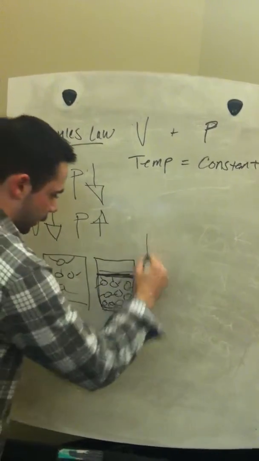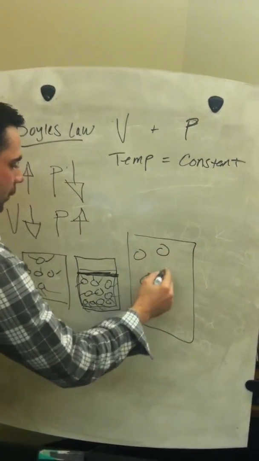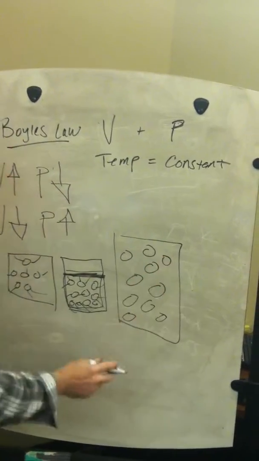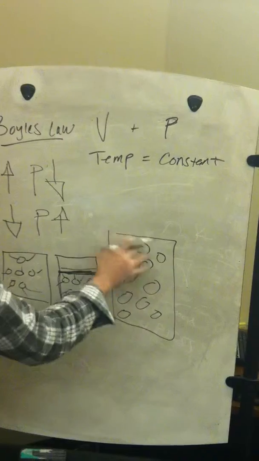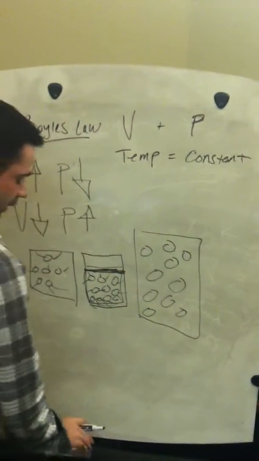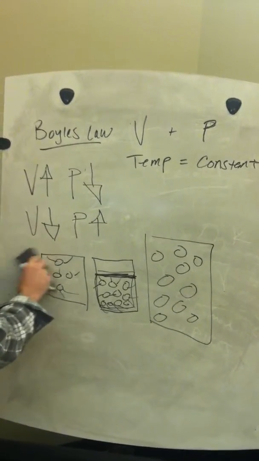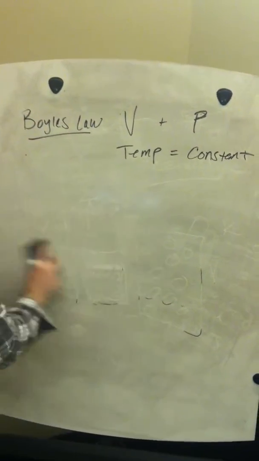Now if we had a bigger container, it would still be the same amount of molecules, but there would be more space to move around, so they'd be hitting the walls less, which would result in less pressure.